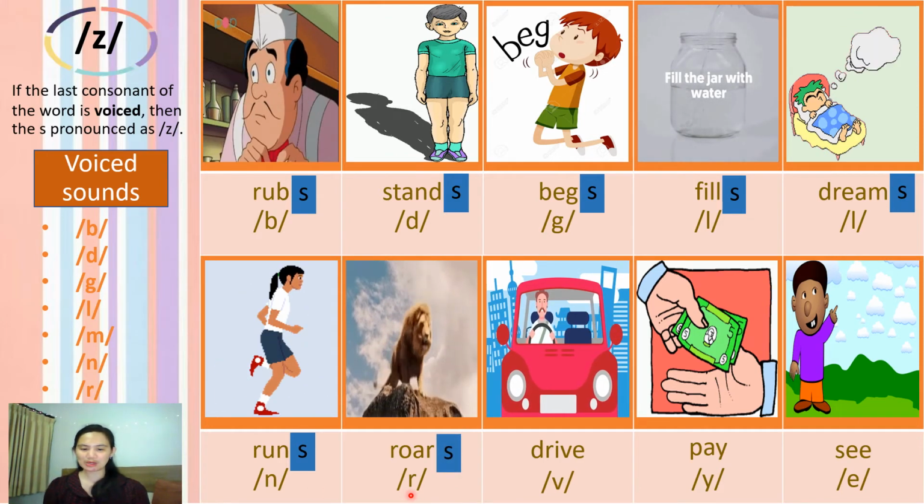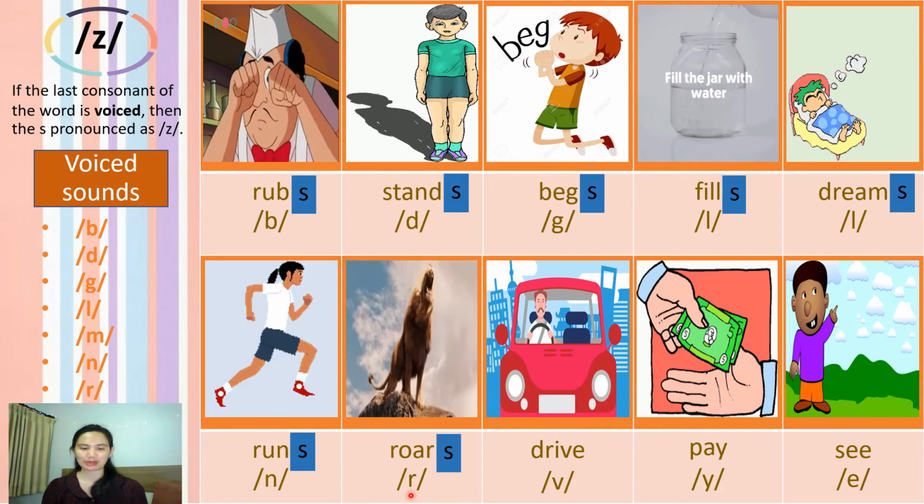Next word, roar. R is the last sound here. Let's make it into a simple present tense by adding s at the end. So we're going to read the word as roars.